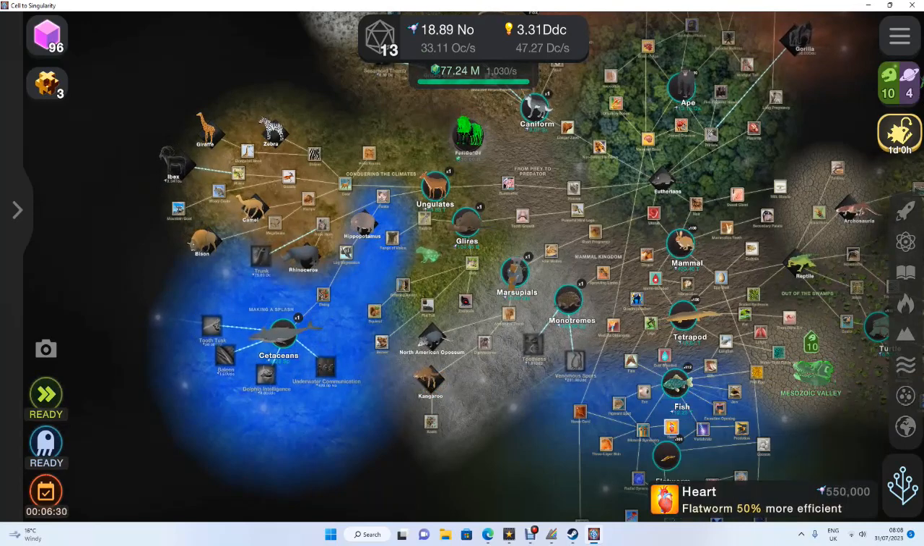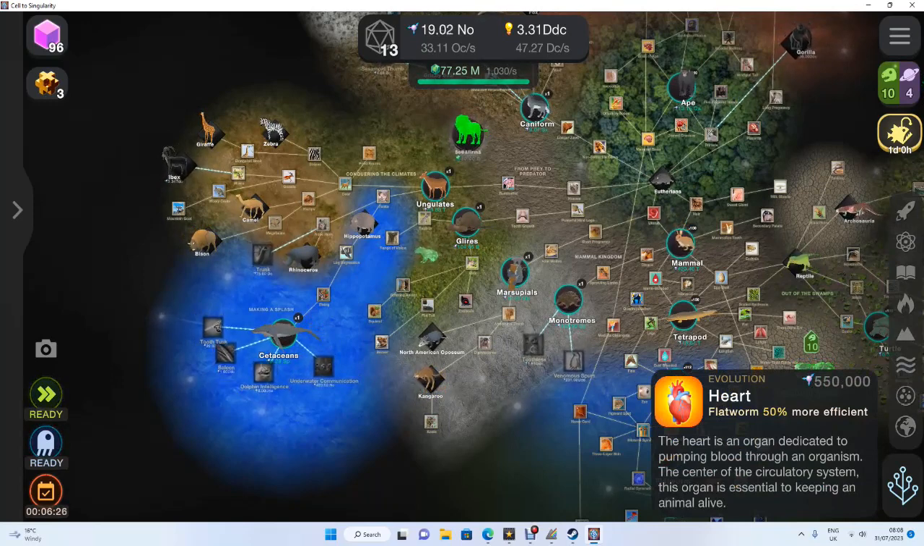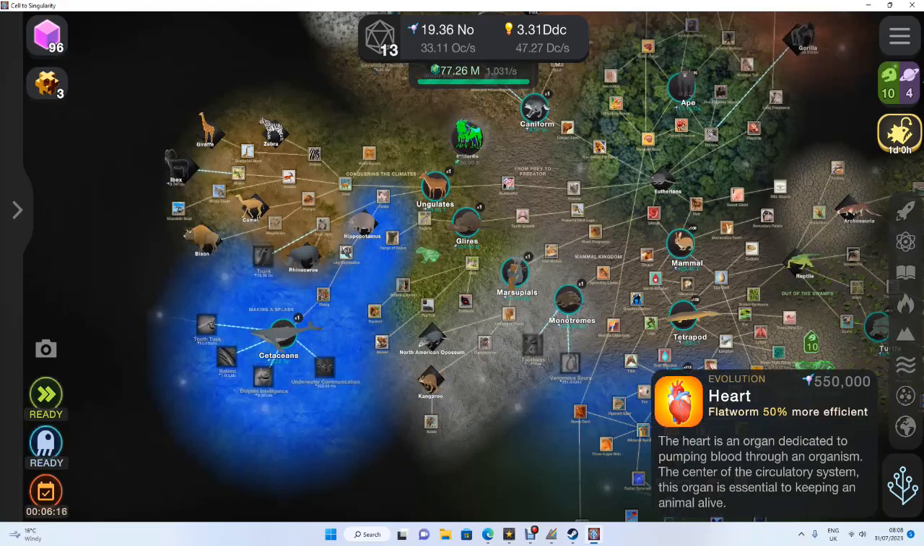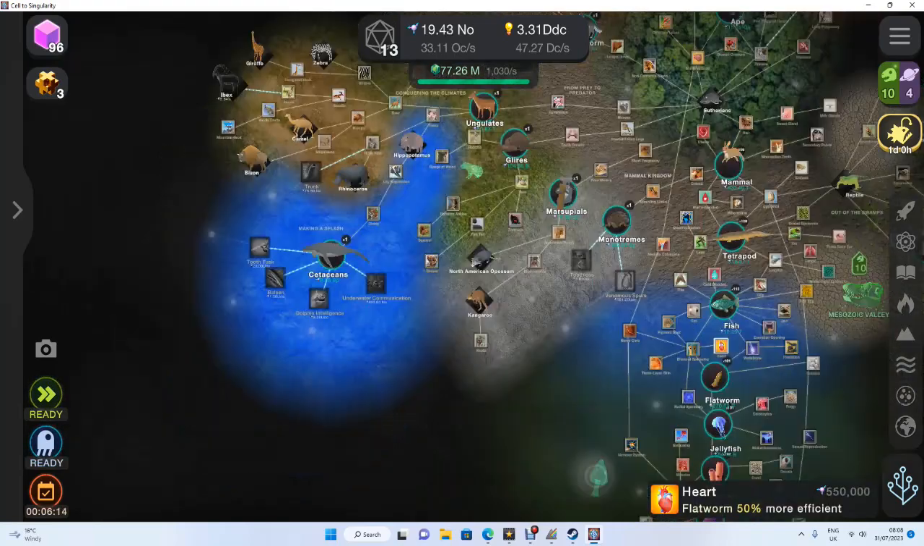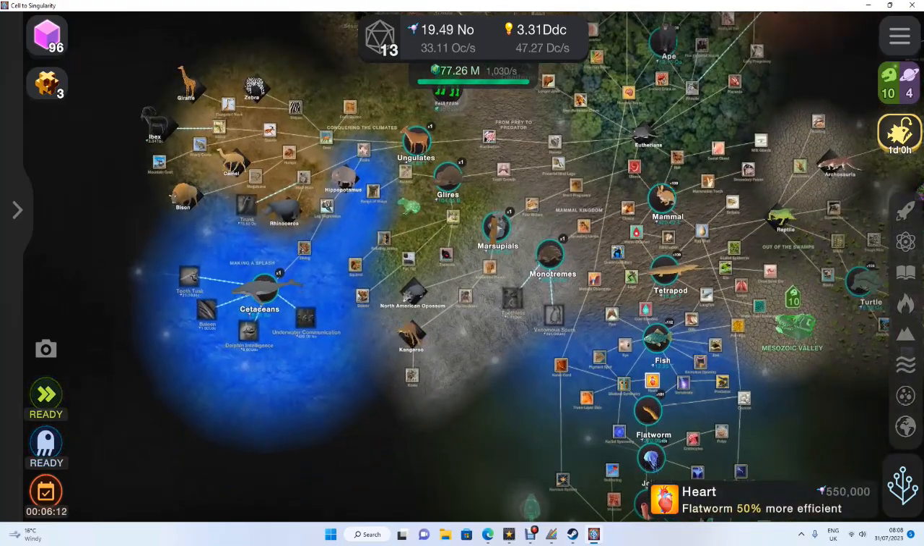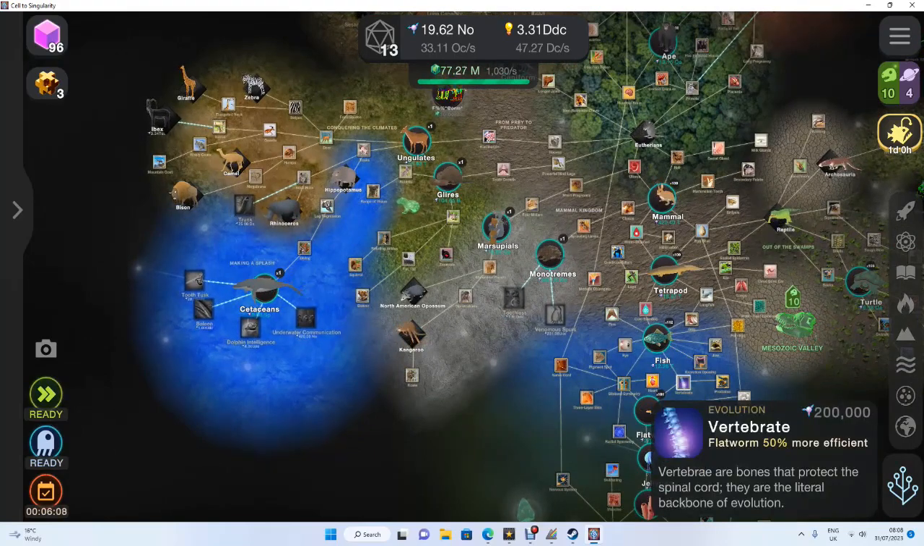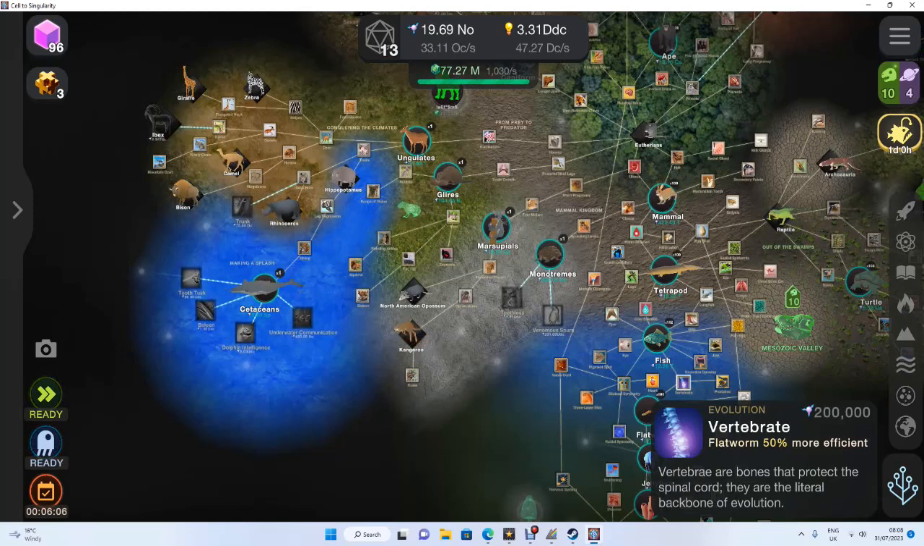Right then, we have a heart. The heart is an organ dedicated to pumping blood through an organism. Yes, the center of the circulatory system, this organ is essential for keeping an animal alive. Okay, please don't take my heart away, game. You're scaring me every time you say something.